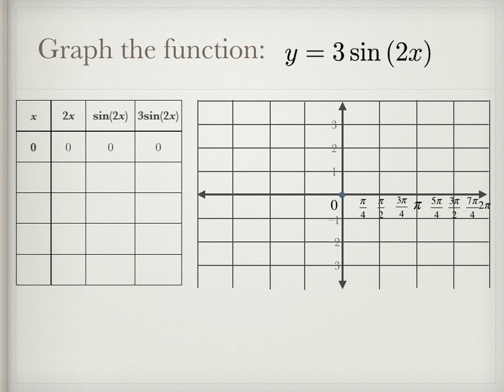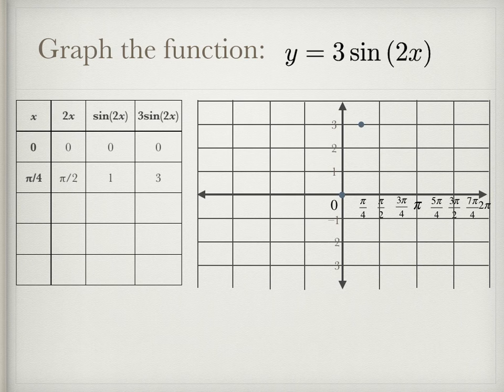Now I'll add pi over 4 as my next input value. 2 times pi over 4 is pi over 2. The sine of pi over 2, thinking of my unit circle, is 1. 3 times 1 is 3. So my next point I'll plot is pi over 4, 3.